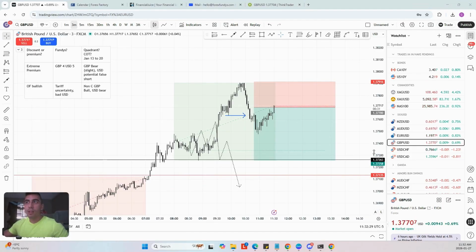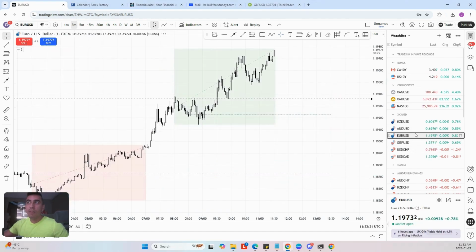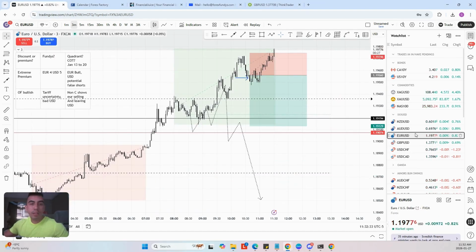And once again, on Euro USD, what would have happened? Loss. So the divergence rule saved me there. Overall, not every day is a winning day, but it's a winning day when you trade your plan.